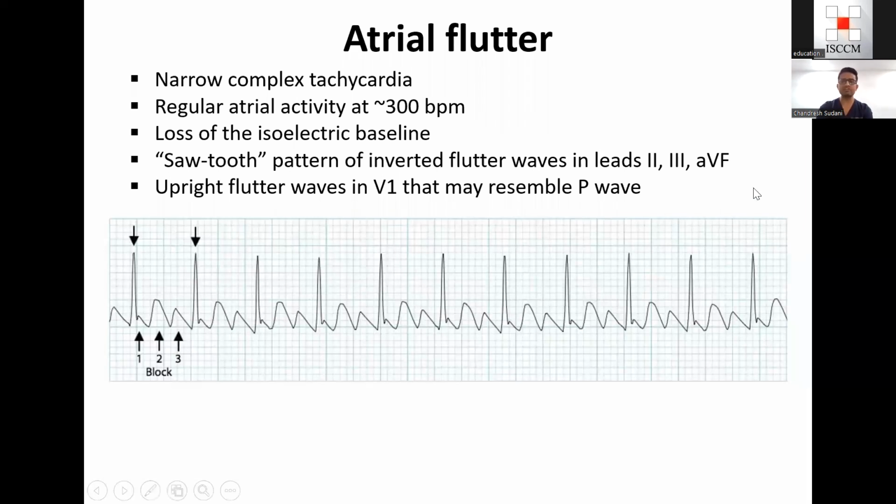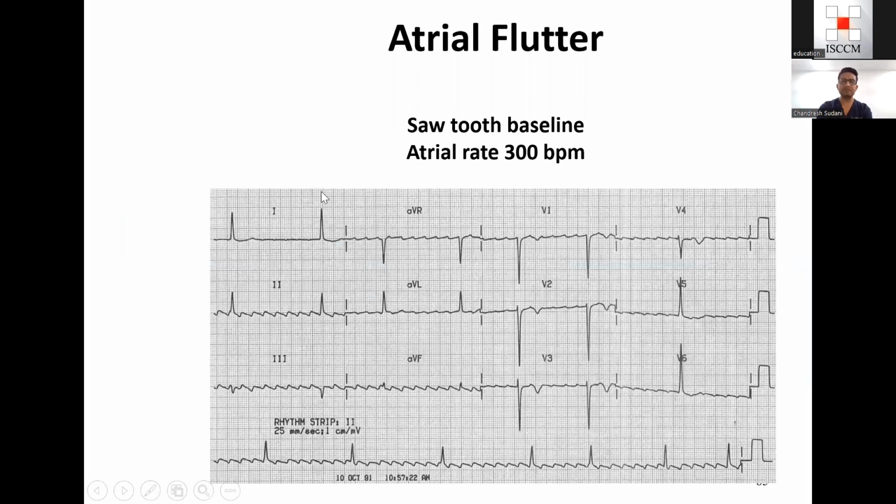Now, coming to the next arrhythmia, the same ECG, but in a different way. If you can see, this is also atrial flutter. Here the sawtooth baseline pattern is present, but between two QRS complexes, you can see multiple large boxes. So definitely there is a bradycardia, but here the atrial rhythm is more than 300 beats per minute. And that's why this is a classic case of atrial flutter. Coming to the next slide.